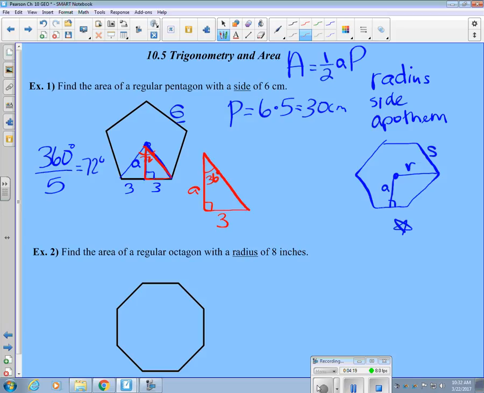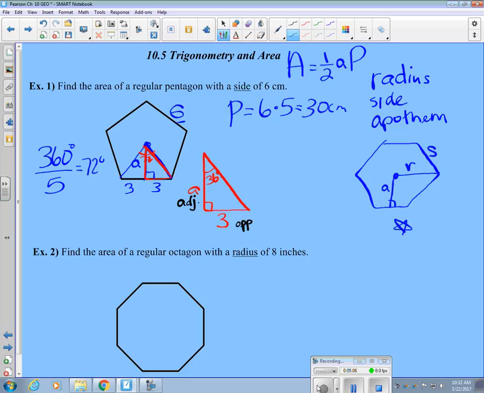And I need to use trigonometry, so let's go ahead and label it. So your options, Andrew, are opposite, adjacent, or hypotenuse. What is the apothem to 36 degrees? Adjacent. And then Damien, we only have opposite or hypotenuse left. What is 3 in comparison to 36 degrees? Opposite.